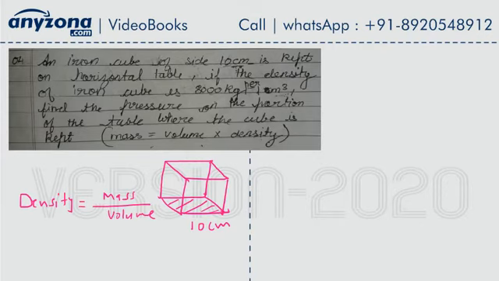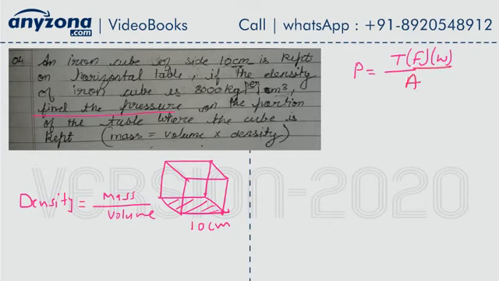Density is given as 8000 kg per cm cube. Find the pressure. In this case, you also have to find the pressure on the portion of the table where the cube is kept, the pressure exerted by this cube. When you have to find the pressure, you have two things. First is thrust. Thrust means force, also known as weight, upon area.